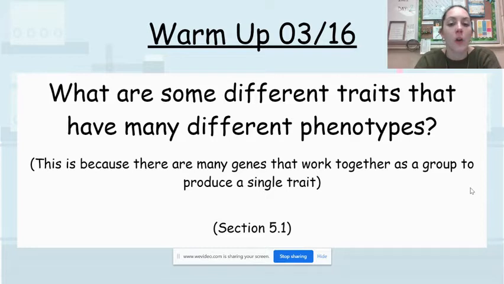Our notes and guided reading, I think, talk about a couple of these different traits as well, or you can look up the question. Again, what are some different traits that have many different phenotypes? Once you're done with today's warm-up, we're going to jump over to Schoology to go through today's work.